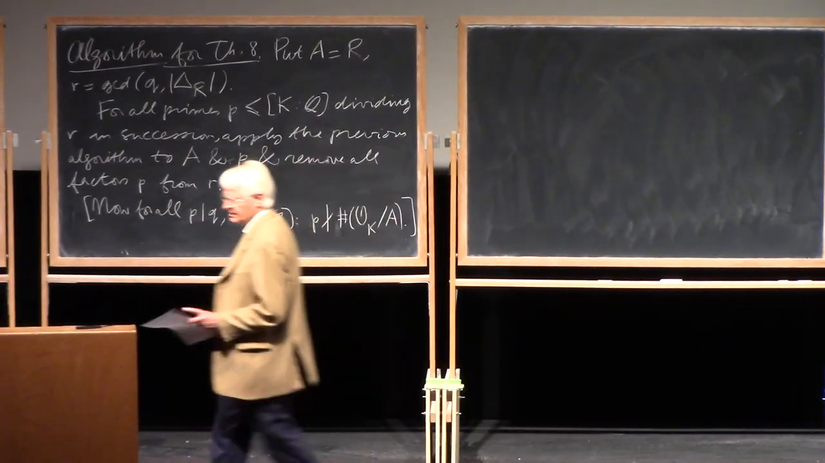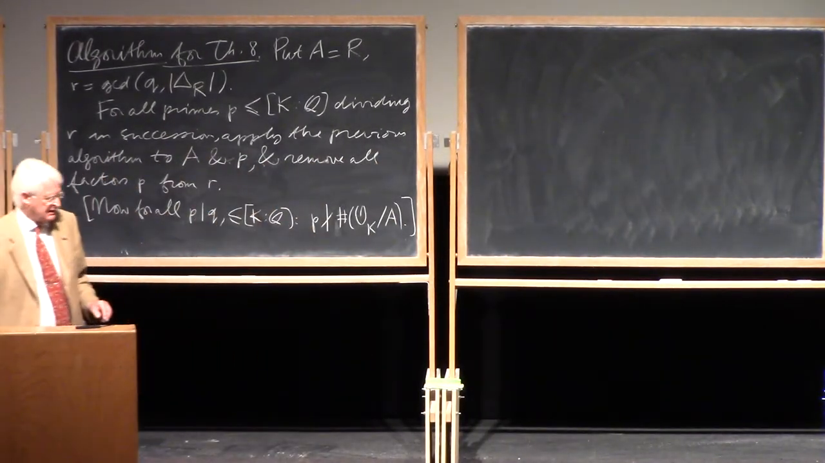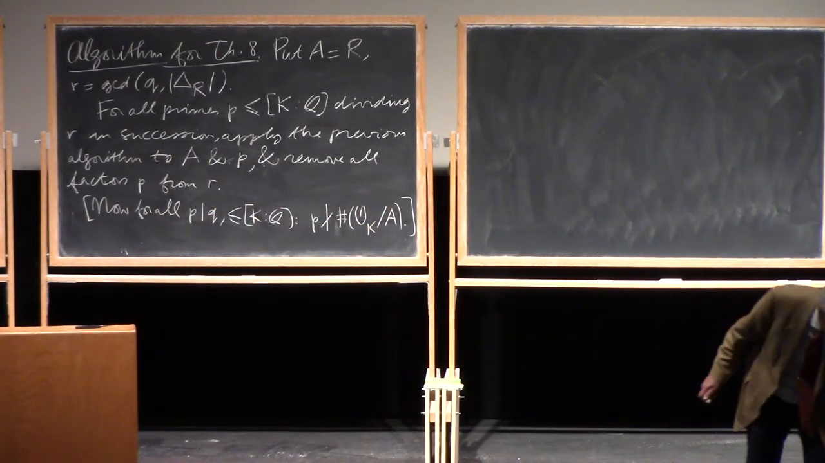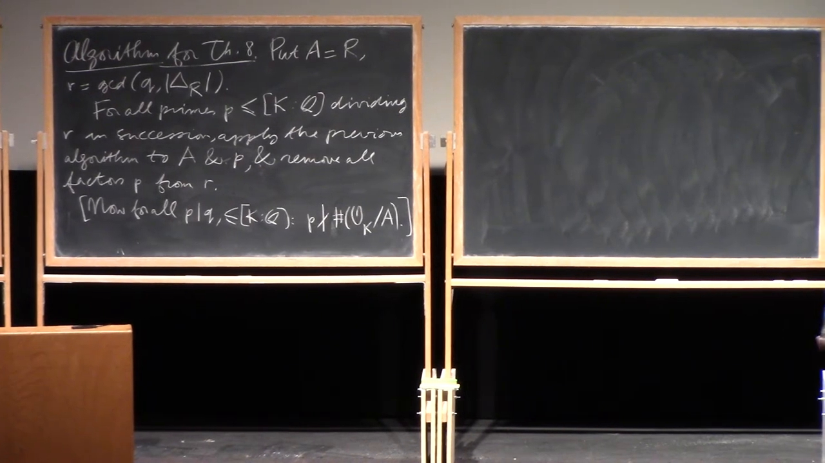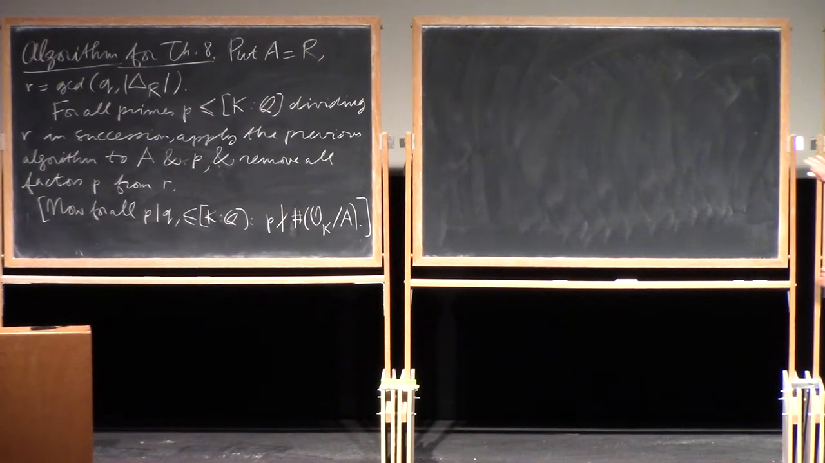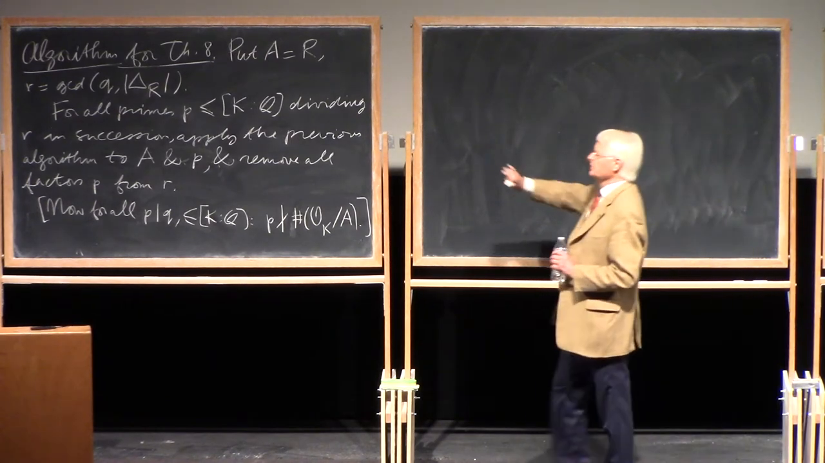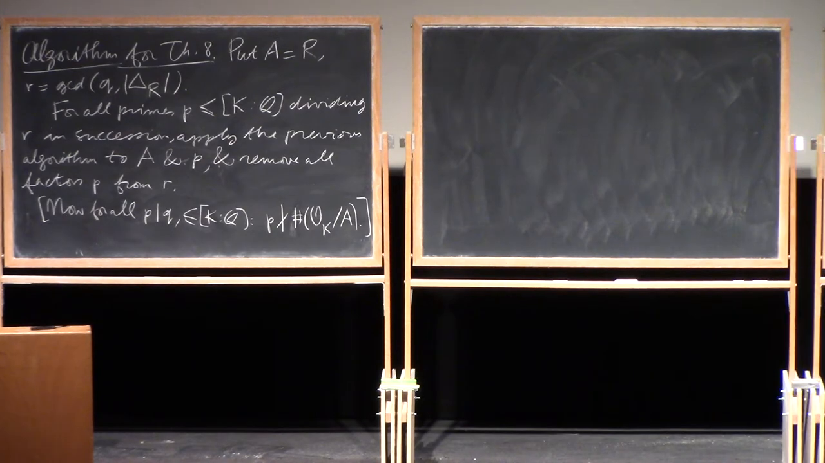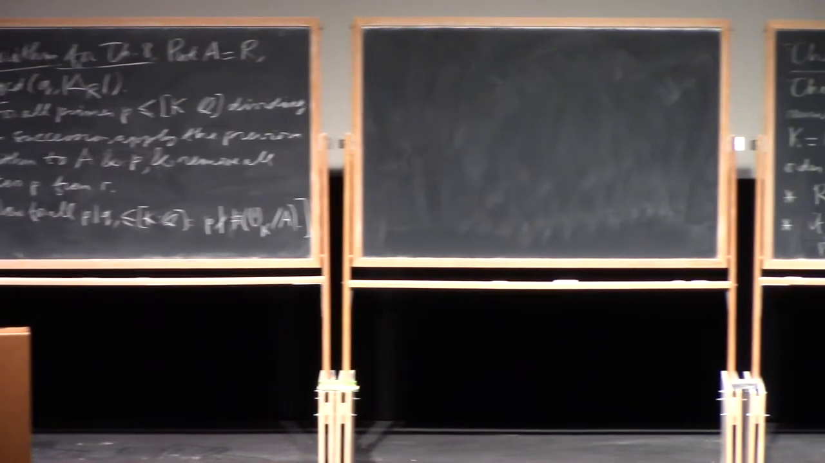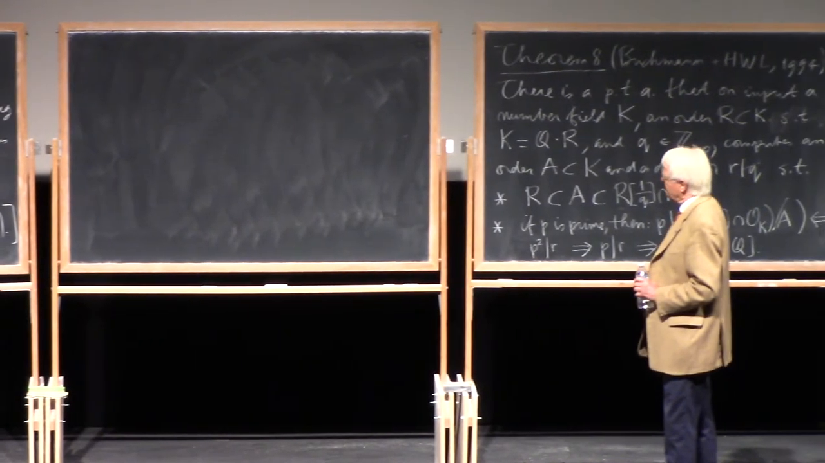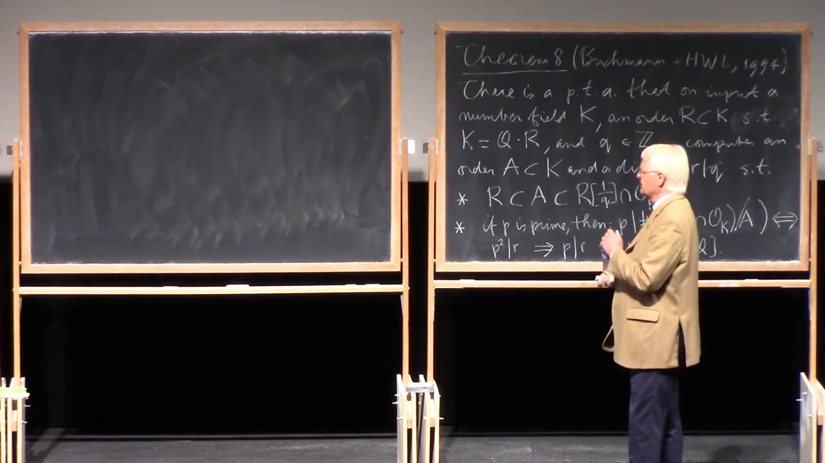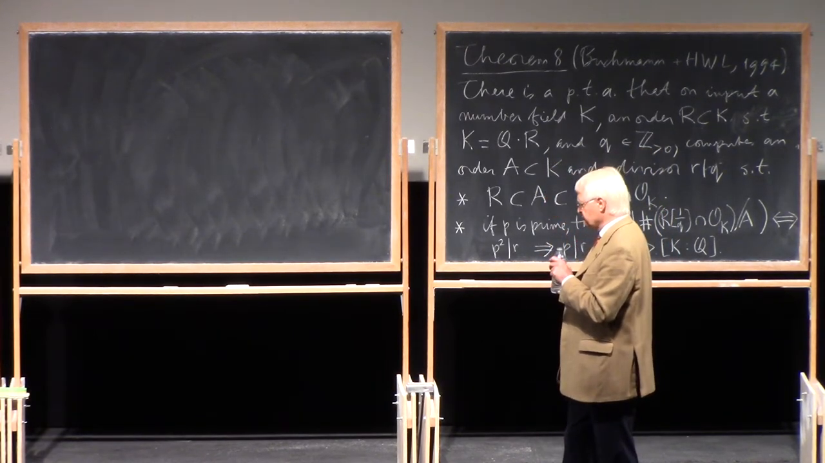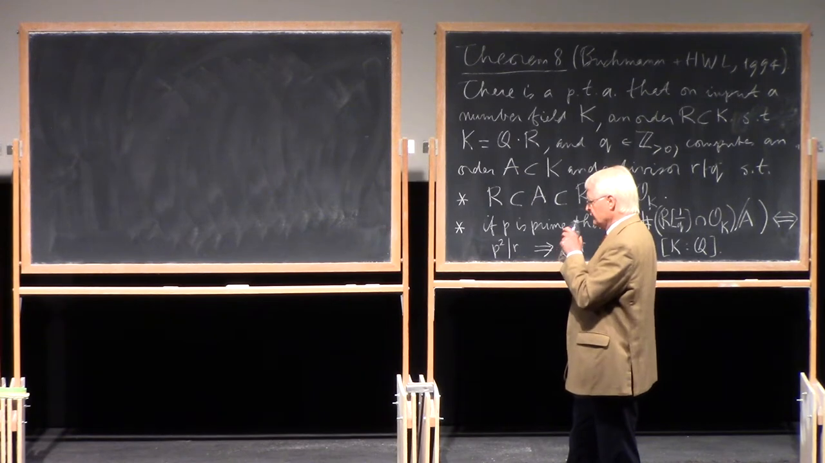So that is the first stage in the algorithm, and it is maybe of interest to mention that in the example on quadratic fields, this is all that the algorithm does. The second stage that I am about to explain, in the quadratic case, nothing will happen to A and nothing will happen to R. It's really in the quadratic case only the prime number 2 that is requiring work.